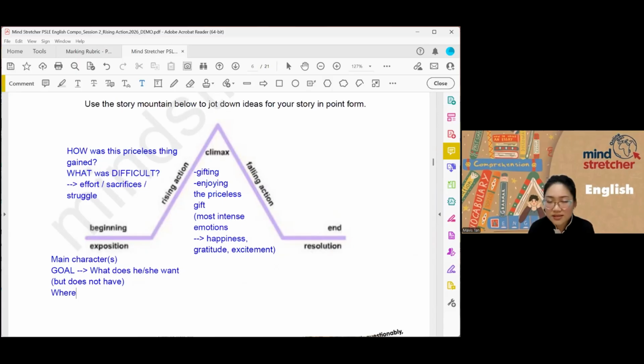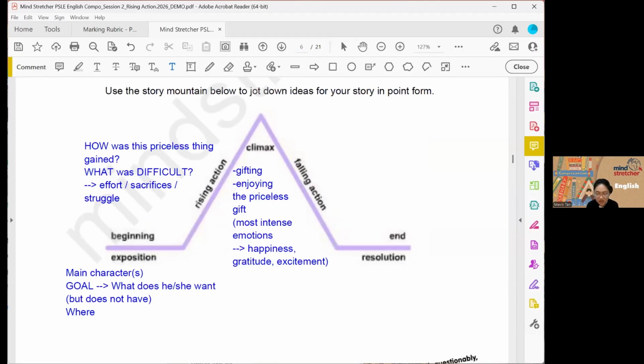You also want to provide some information about setting, where, and this where is not just, oh, I'm at home, okay? Where the key moments in the story are going to take place. So let's say you prepared something priceless at home and then you gift it to this person at this person's house. There are only two locations and that's it. Maximum two locations. Okay? Two locations, not more.